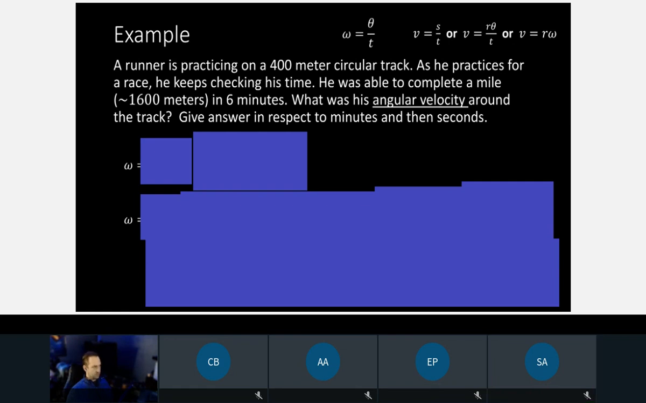Good. So I emphasized angular velocity, so we know right away our units are going to be radians per something. It wants radians per minute, and we also want to write it as radians per second. So I want two answers for this one: radians per minute and radians per second. All right, everyone, give this problem a shot. I'll give you 2 minutes for a good start.